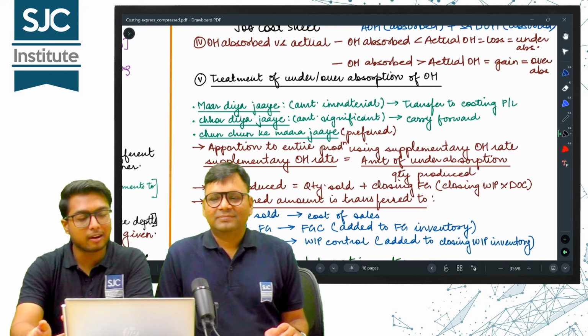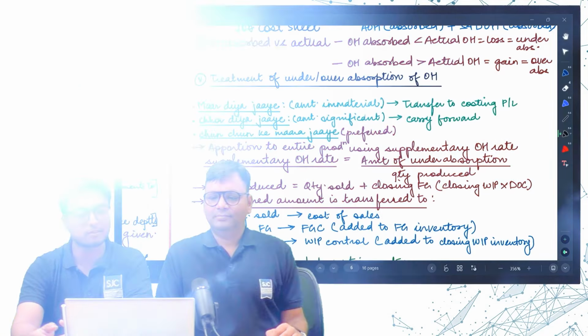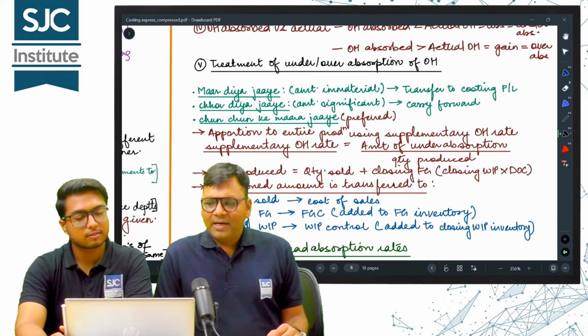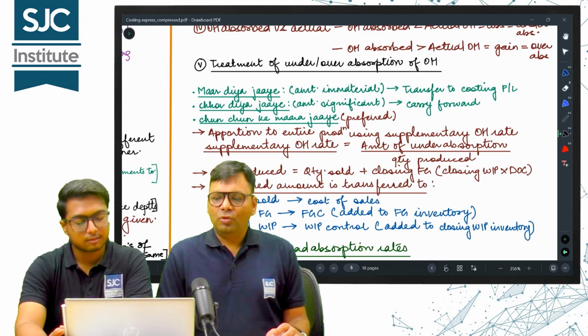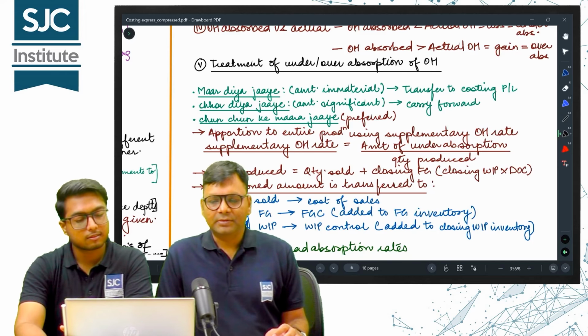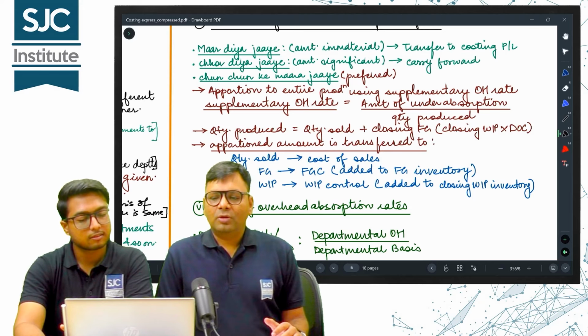This is the most preferred method, and here we apportion the entire production using supplementary overhead rate. Supplementary overhead rate is equal to the amount of under absorption or over absorption divided by equivalent quantity produced. Equivalent quantity produced is equal to quantity sold plus closing finished goods plus closing WIP multiplied by degree of completion. This way, the amount of under or over absorption gets transferred to three heads, which are quantity sold, closing finished goods, closing WIP. So the part which is transferred to quantity sold is adjusted to cost of sales.